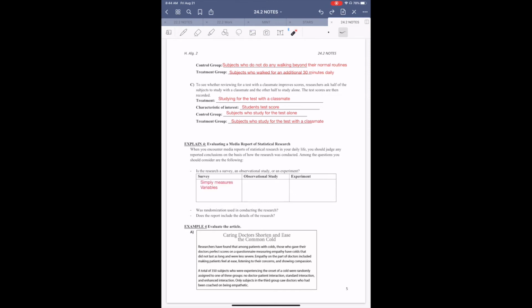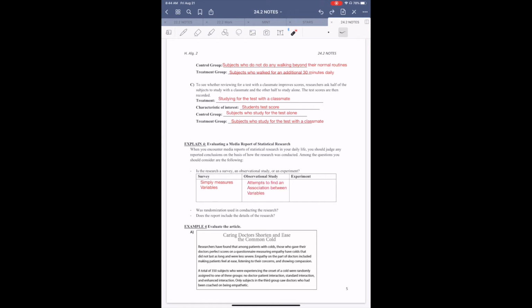So, if you don't recall, a survey simply measures variables, like asking all of you, are you a morning person or a night person or a night owl? That would be measuring variables. How many of you like the mornings versus how many of you prefer the nighttime?